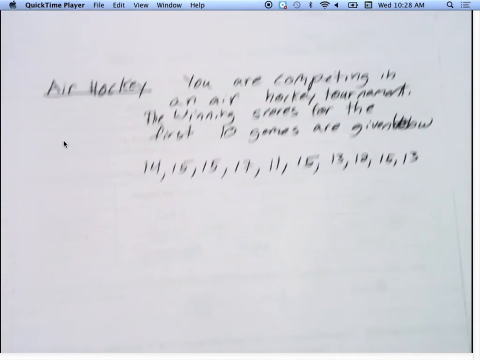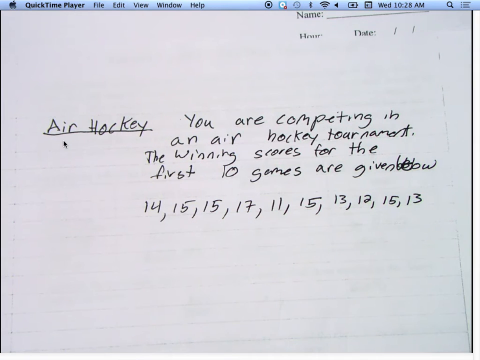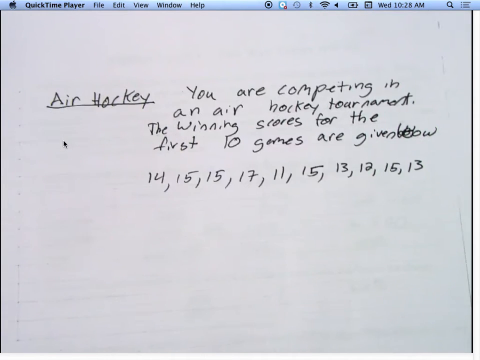Here is our example question. You are competing in an air hockey tournament. The winning scores for the first 10 games are given below: 14, 15, 15, 17, 11, 15, 13, 12, 15, and 13.